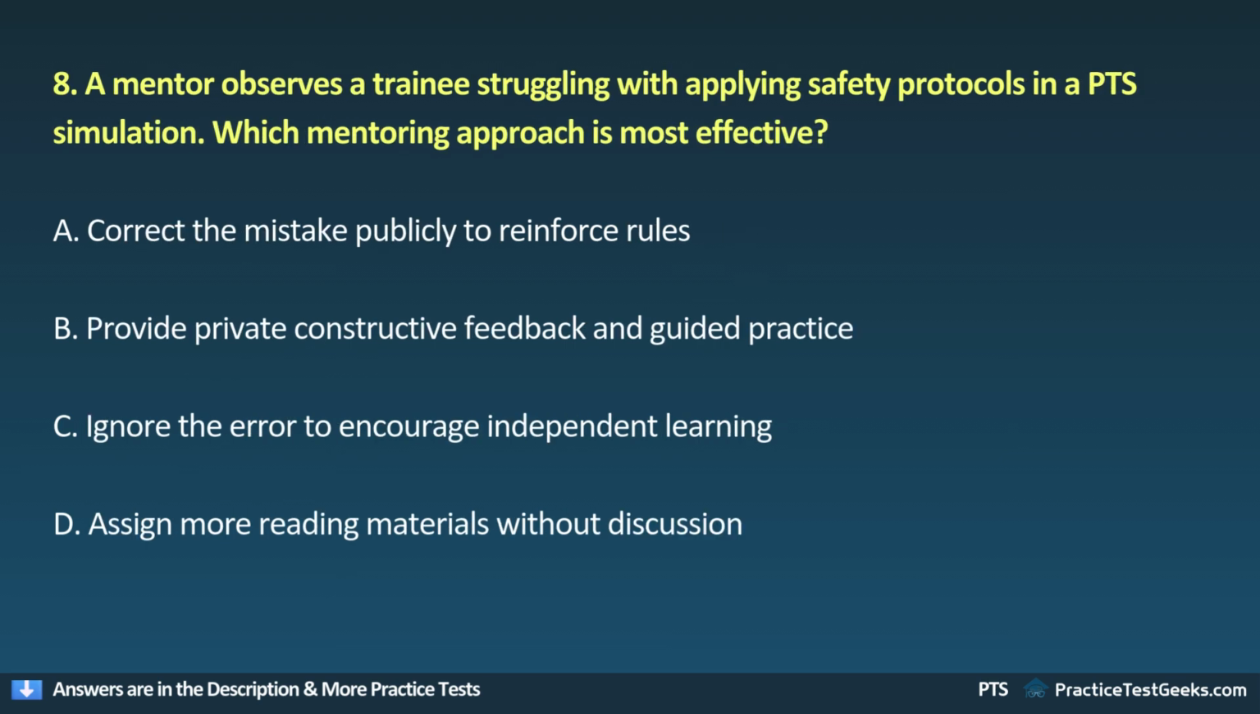8. A mentor observes a trainee struggling with applying safety protocols in a PTS simulation. Which mentoring approach is most effective? A. Correct the mistake publicly to reinforce rules. B. Provide private constructive feedback and guided practice. C. Ignore the error to encourage independent learning. D. Assign more reading materials without discussion.